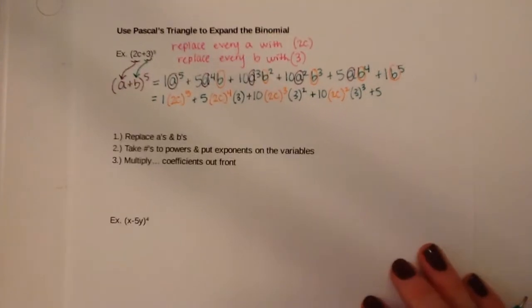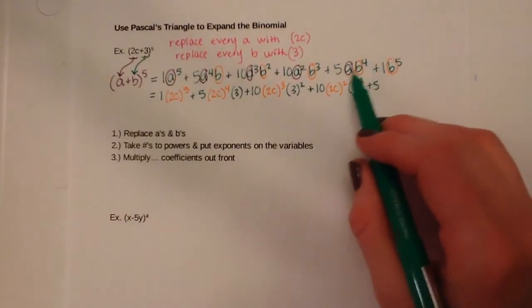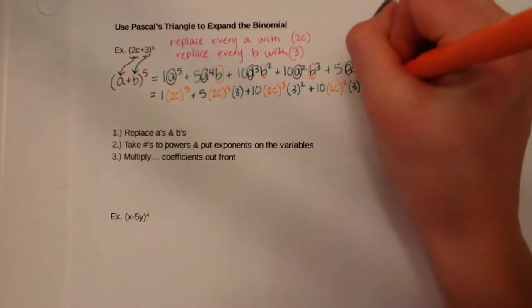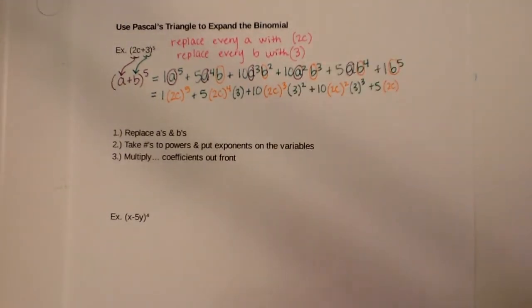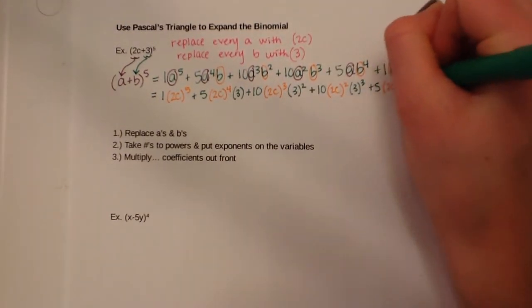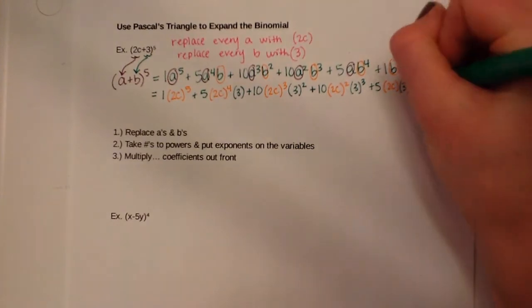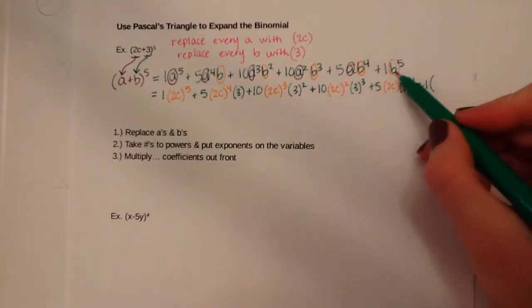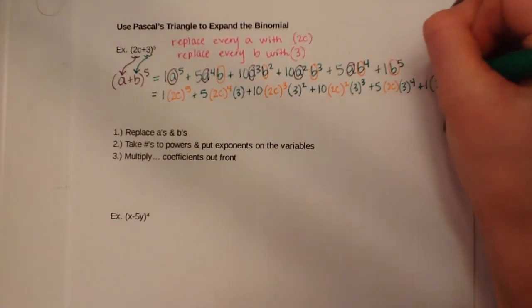plus 5 times A B to the 4th. Well, our A is 2C, and our B is 3, so 3 to the 4th, plus 1 times our B, which is 3, to the 5th.